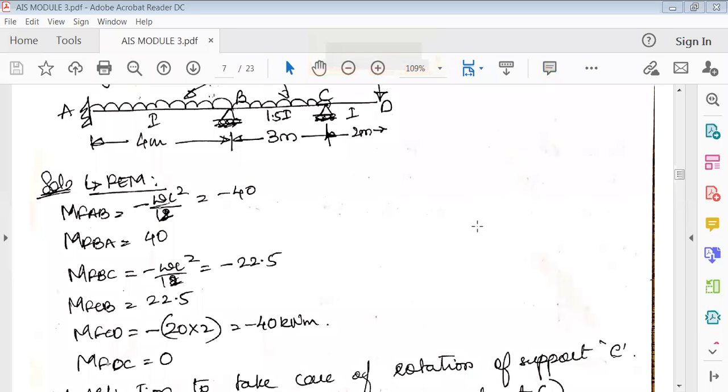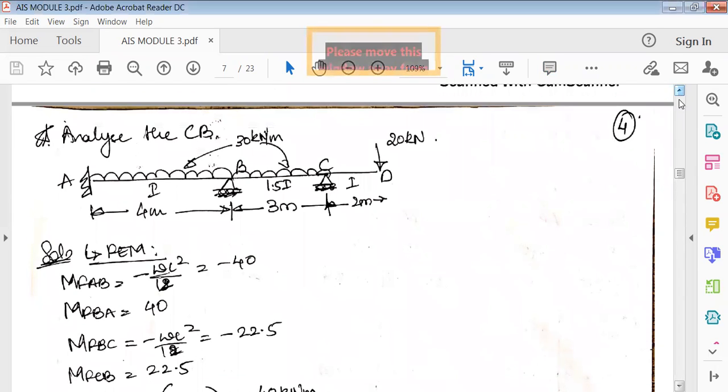Hello everyone. So the next problem is to analyze the continuous beam by Kani's method, and here you can see a beam with spans AB, BC, CD. AB and BC are completely loaded with the UDL, and CD has a point load. You can see here at D there is a 20 kilonewton load, the point load. So this acts like an overhang. So this is a simple support followed by an overhang.